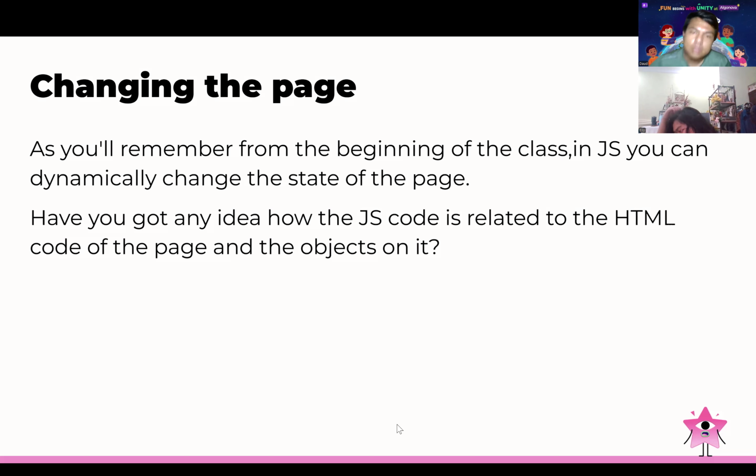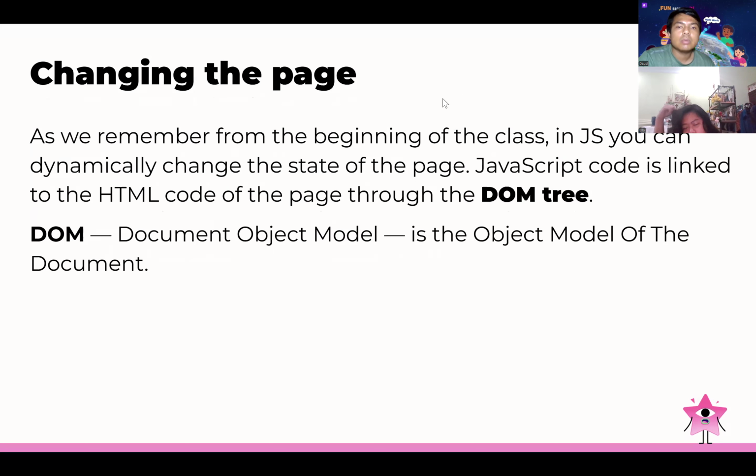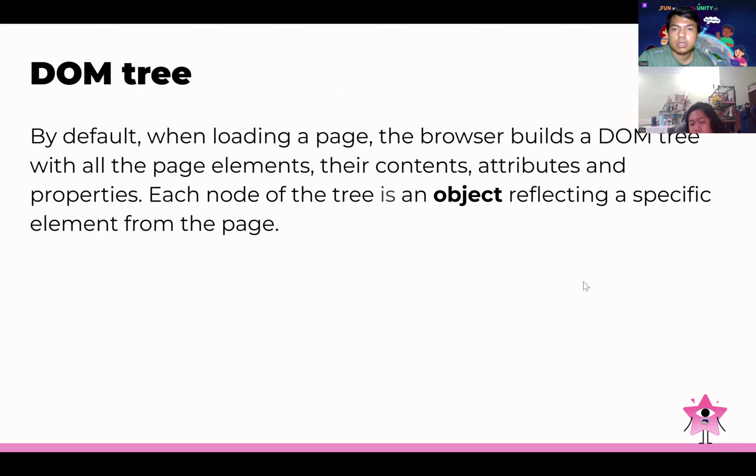Okay, continuing. When we're talking about JavaScript, it's common if you want to change the page. We can call it the DOM tree, or Document Object Model. So it's the object model of the document. Basically, JavaScript uses this concept to interact with the website.